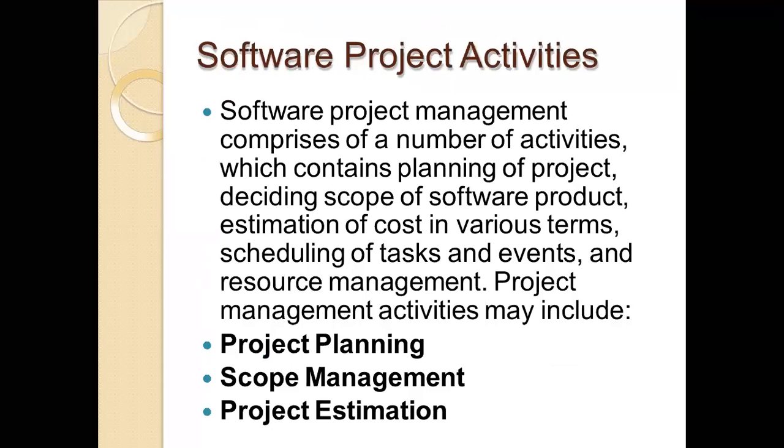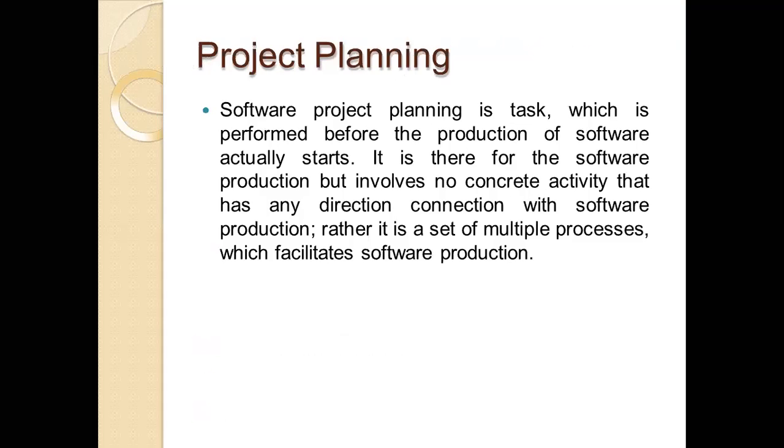Now next is software project activities. Software project management comprises a number of activities, which contain planning of a project, deciding the scope of the software product, estimation of cost in various terms, scheduling of tasks and events, and resource management. Project management activities may include project planning, scope of project, which is called scope management, and project estimation, estimating the size as well as the cost of the particular project.